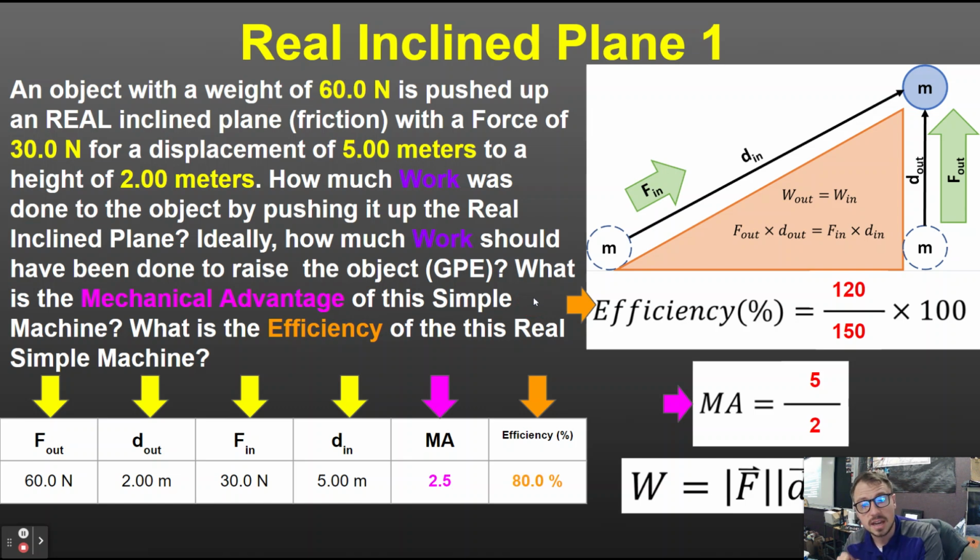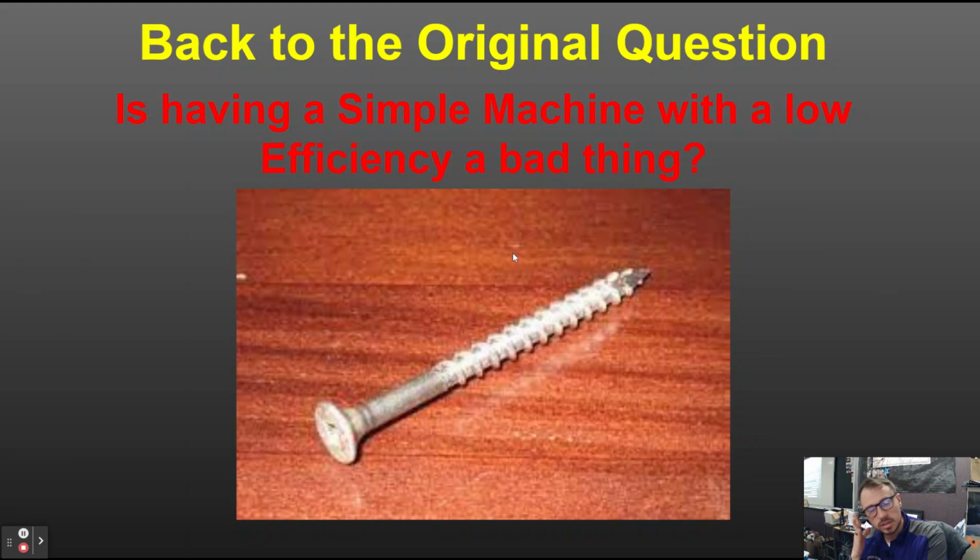That means 80% of the energy you put into this machine goes into lifting it. The rest is lost to the outside world. So here's another question that we can ask. Well, is having a simple machine with a low efficiency necessarily a bad thing?